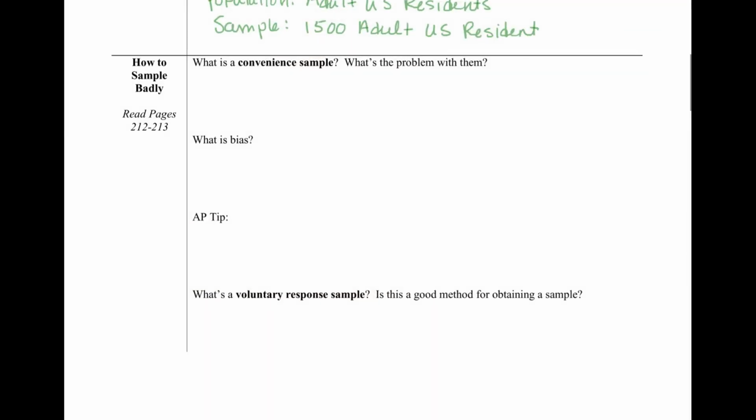For our next video, we're actually going to learn how to sample poorly, very bad ways of sampling. These are things you want to avoid, and they will ask you about these poor examples on the AP exam. So let's start with what a convenience sample is and what's the problem with convenience samples.